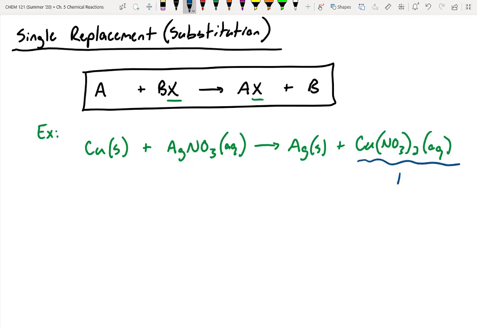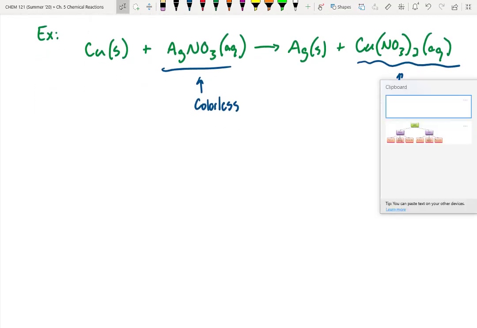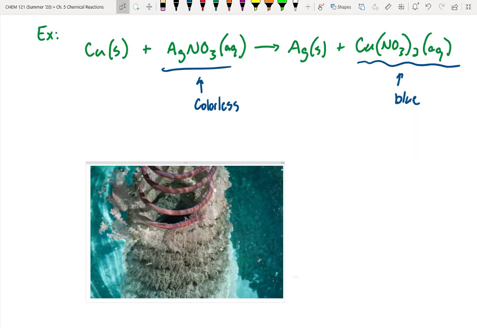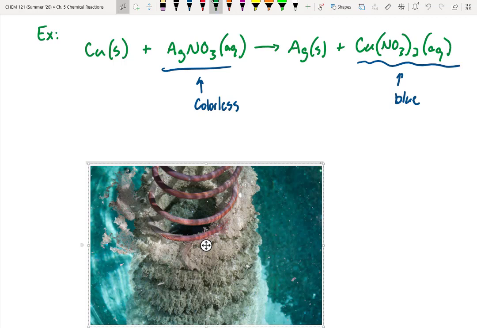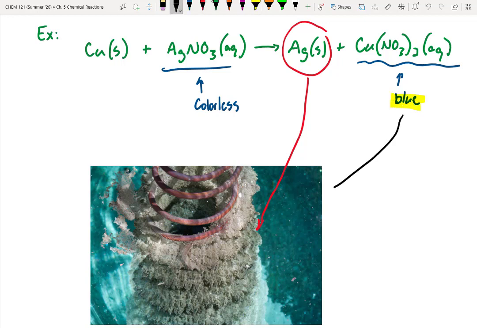So this part is blue here. Over here, this is colorless. Let's take a look at what this looks like. I just think it's kind of a neat picture. Here's a picture of the silver forming, right? If we look at it, this silver is the gray clump right here. This blue solution, you can slowly see it develop over time, and it forms this kind of aquamarine blue.